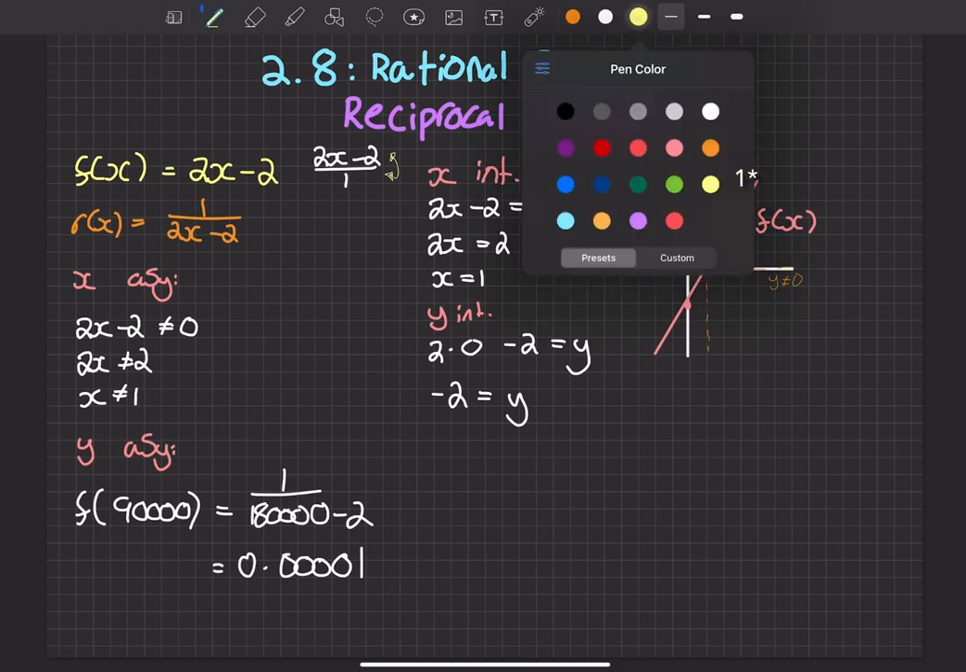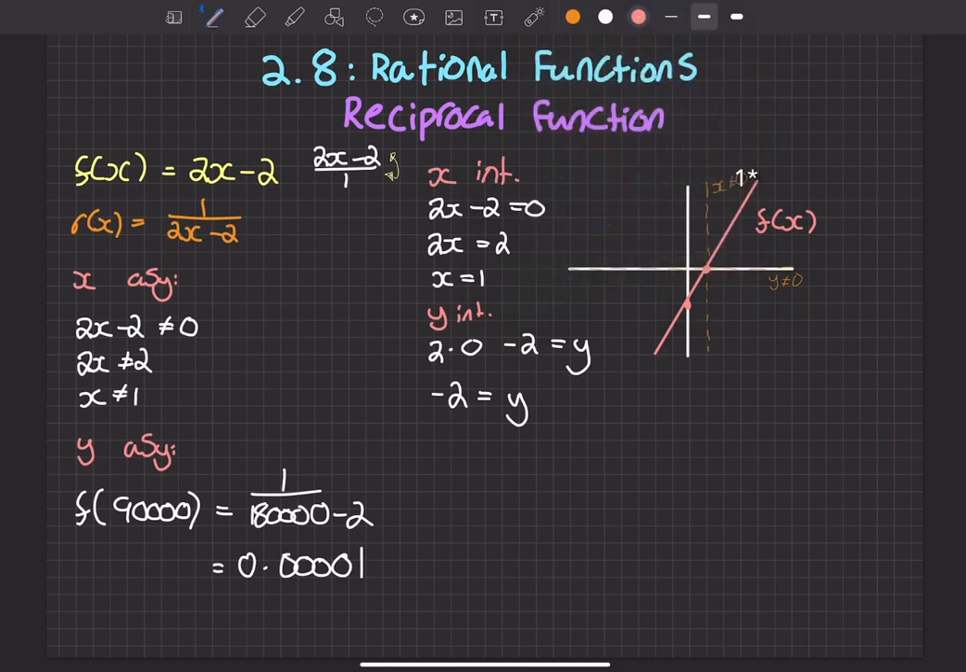But let's find the y-intercept of this reciprocal function. For the y-intercept, if we make x equal to 0, you'll have f of 0 equals 1 over 2 times 0 minus 2, which is minus a half. So the reciprocal intercepts the graph at minus a half over here. And now we have this.